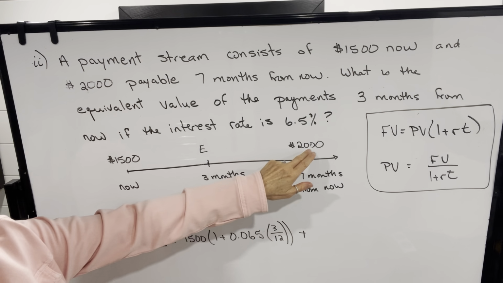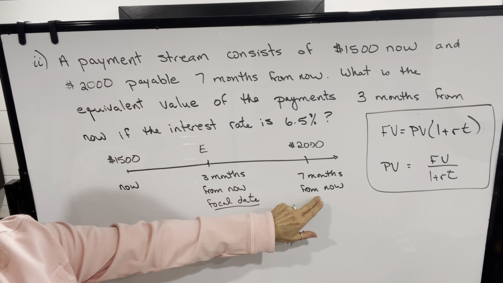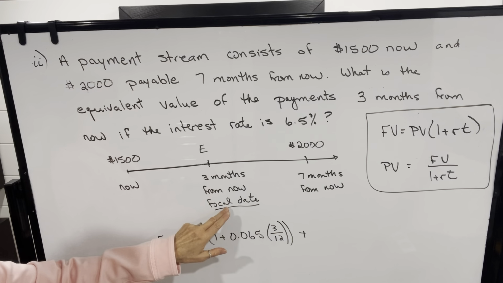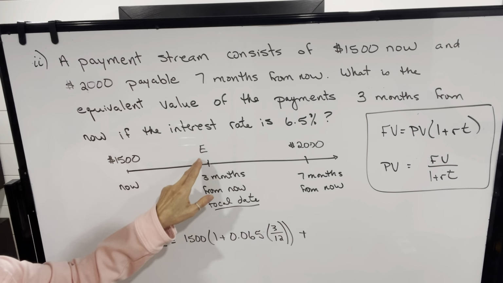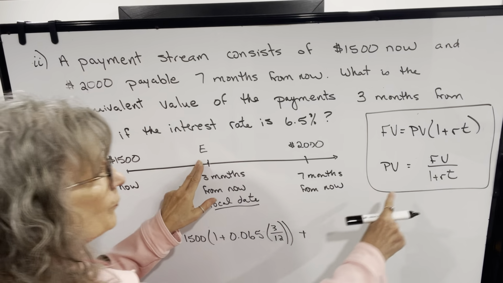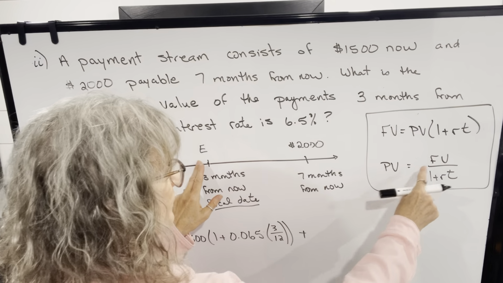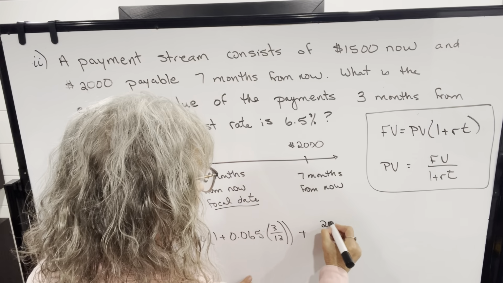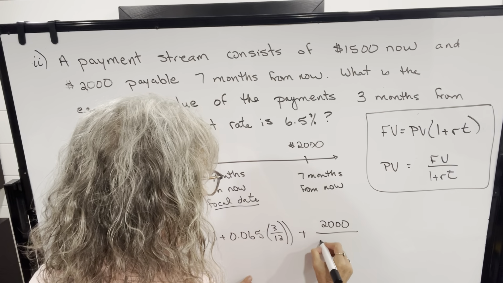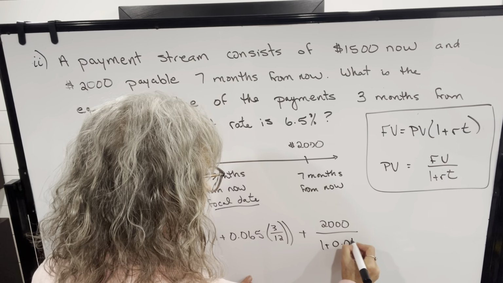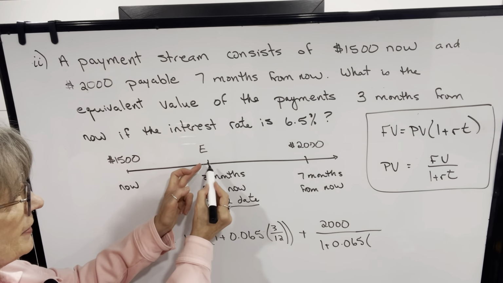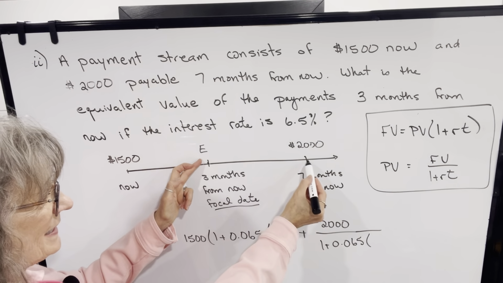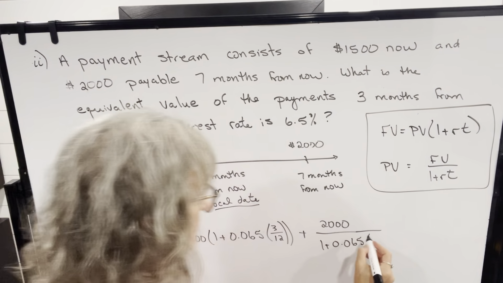Now we have to figure out what this value will be equal to at this time point at our focal date. So this is a future value compared to this. Therefore, we need to use this formula. So it will be 2,000 divided by 1 plus our interest rate of 0.065. Now be careful with the time. The time from our focal date to this date is 4 months.